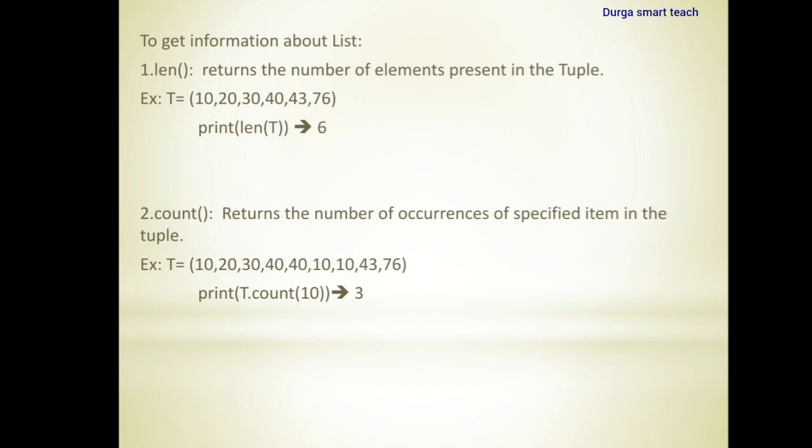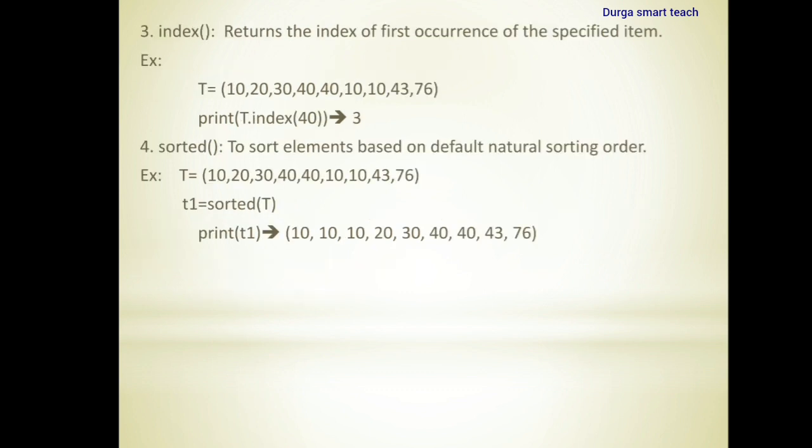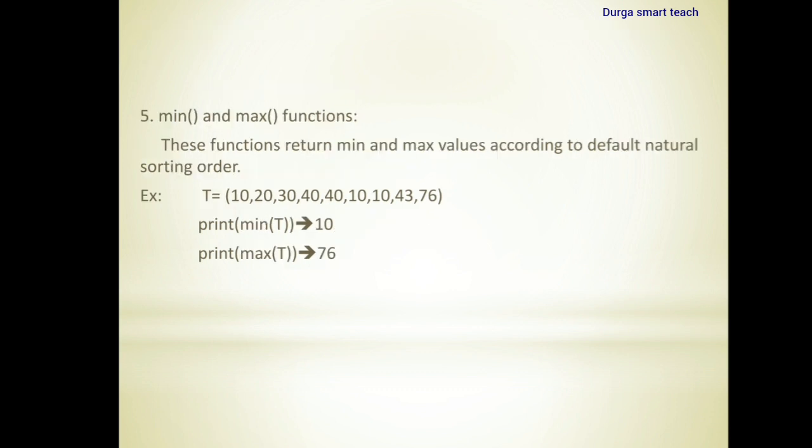Next one is to know the information about the tuple. The first function is len, next count. The len function is used to give the number of elements present in the tuple, and count is used to give the number of occurrences of a specified element. Next, the index function is used to return the index value of a specified element. It will return the first occurrence index value. The sorted function is used to sort elements in ascending order. Next, min and max functions are used to return the minimum value and the maximum value in the tuple.